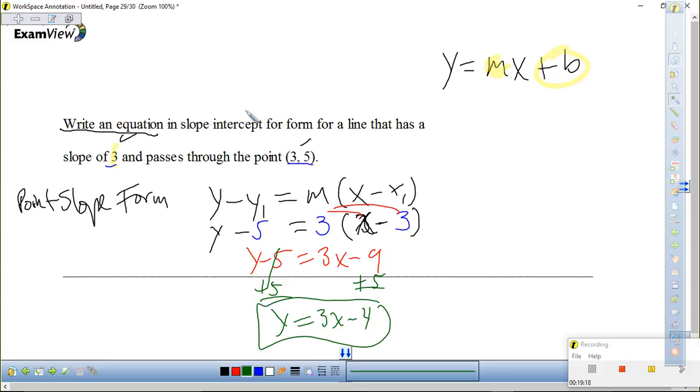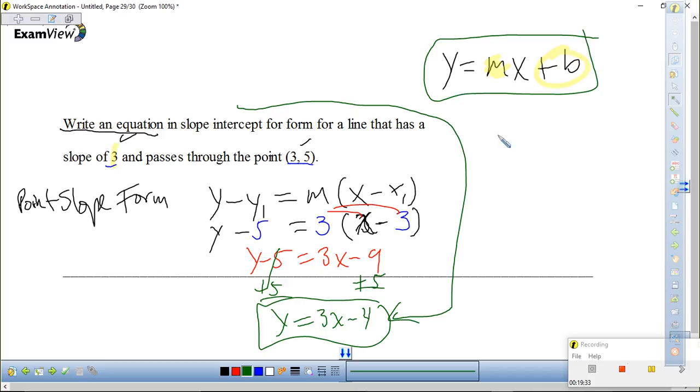Is this a slope-intercept form equation? Yes, because the slope is first and the y-intercept at the end. Hands up if you got that by yourself. Okay, good. Once again, it needs to look like this. Let's go to number 20.